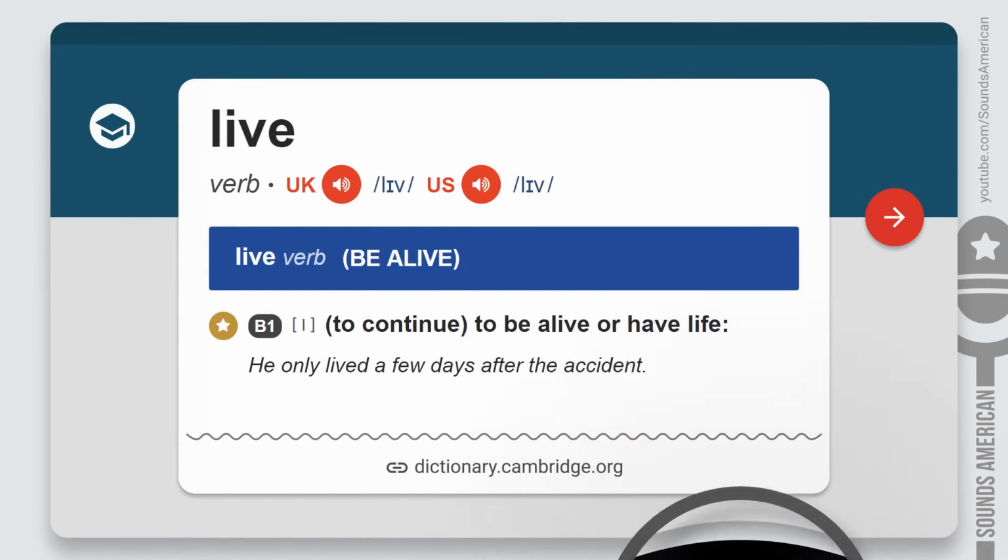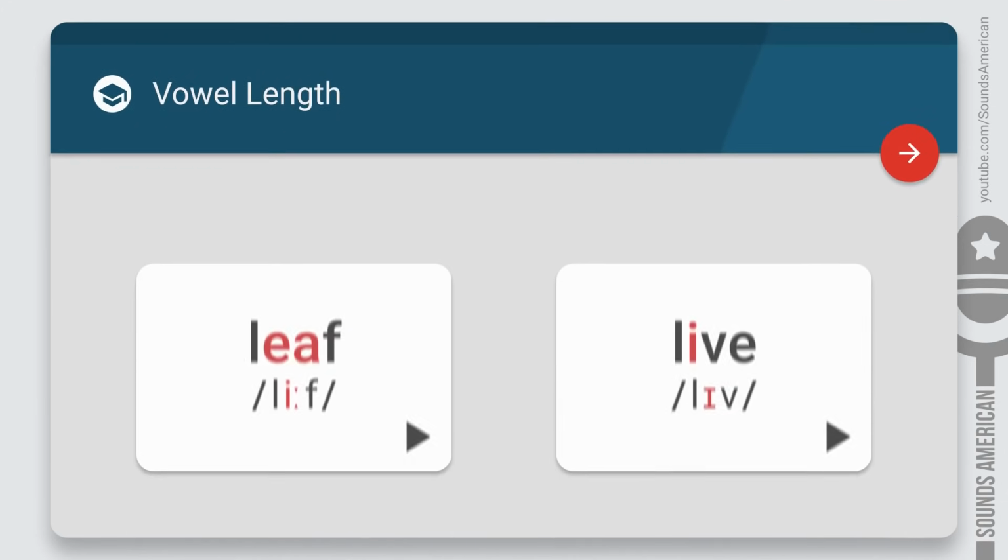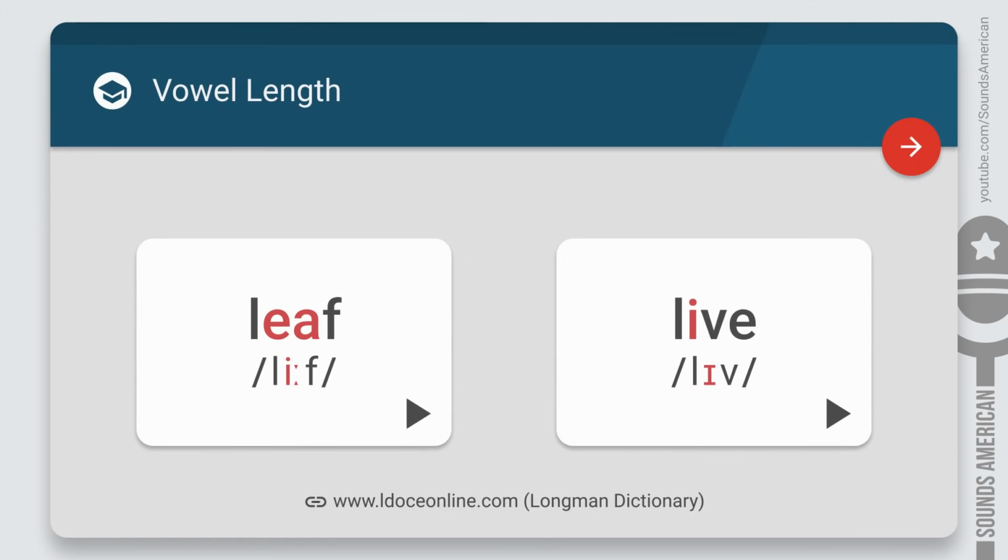Let's check and compare the actual lengths of these two vowels. Here are the recordings from the Longman Online Dictionary. Listen to these words very carefully.